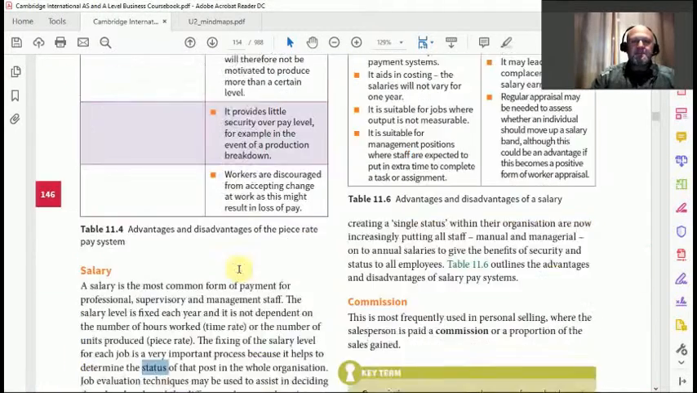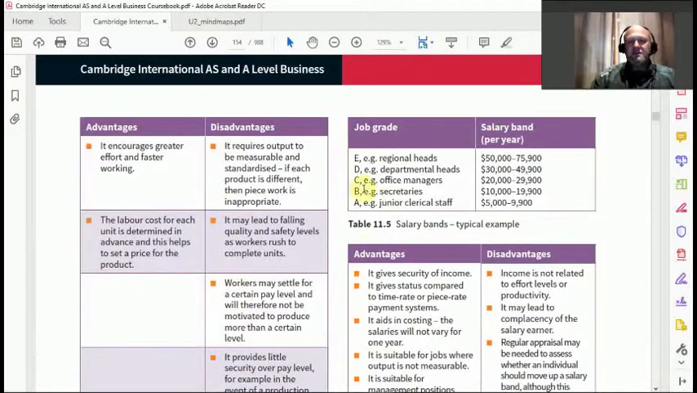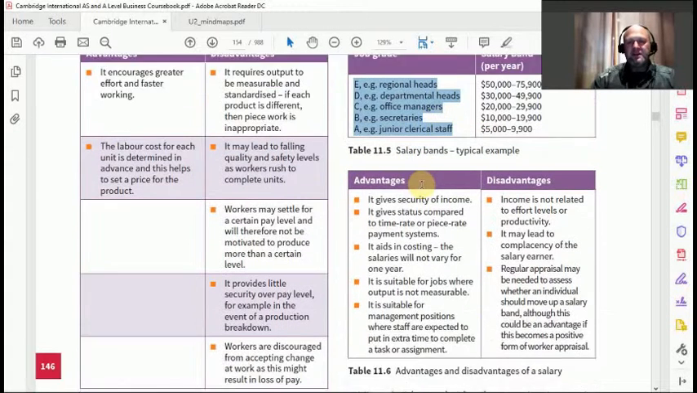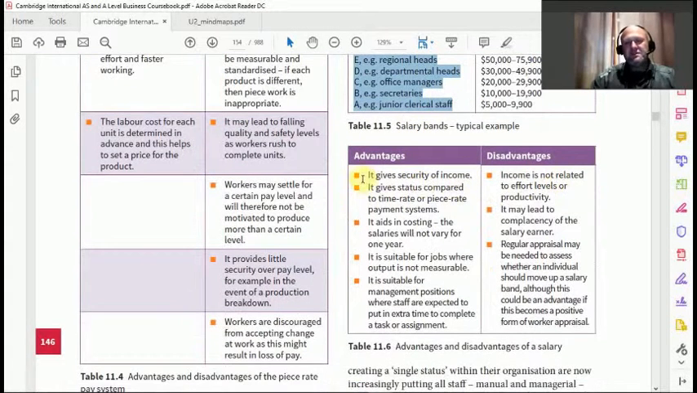Okay, so there are advantages and disadvantages of them. So there are different grading systems. The higher you are on your rank, the more money you achieve. Lots of advantages and disadvantages, let's just go through that quickly. Advantages are security of income and it gives status. It also aids the costing of salary, so it's easier to work out your annual budgets. It's suitable for jobs where output is not measured, and suitable for management positions where staff are expected to put in extra time. Even though the task is not complete, they still have to carry on.